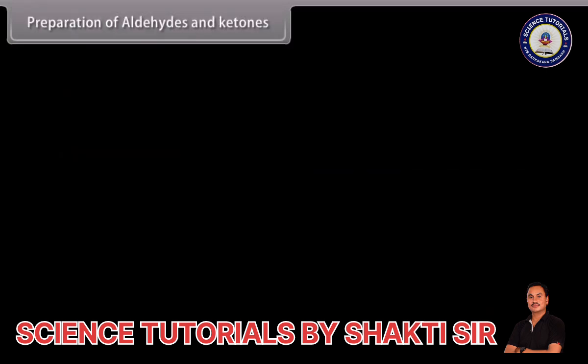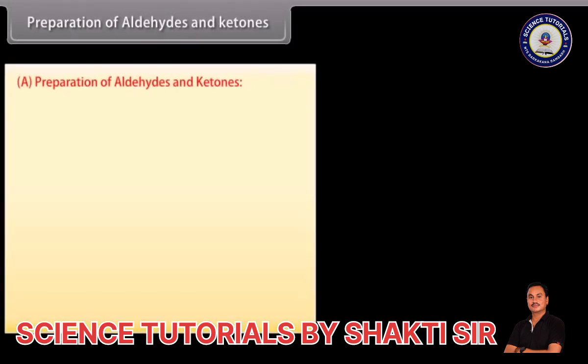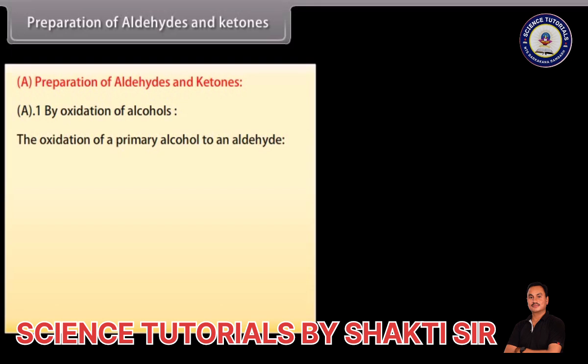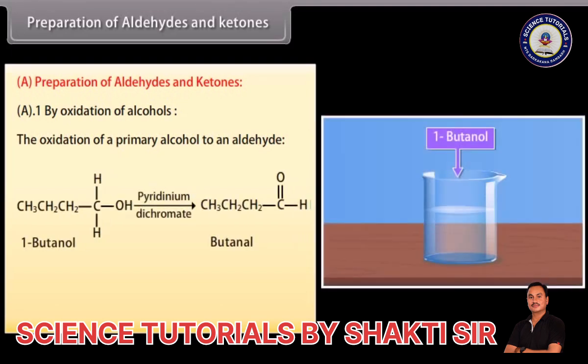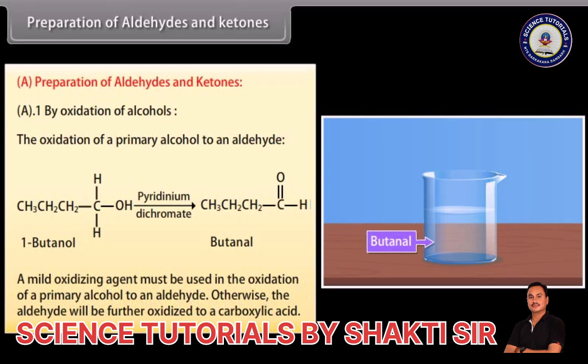Preparation of aldehydes and ketones. By oxidation of alcohols. The oxidation of a primary alcohol to an aldehyde. Butanol is oxidized in the presence of pyridinium dichromate and forms butanal. A mild oxidizing agent must be used in the oxidation of a primary alcohol to an aldehyde. Otherwise, the aldehyde will be further oxidized to a carboxylic acid.